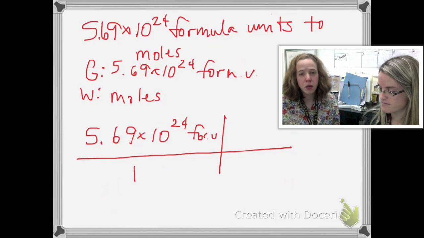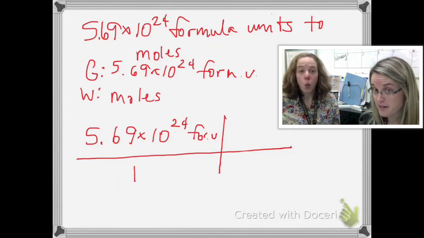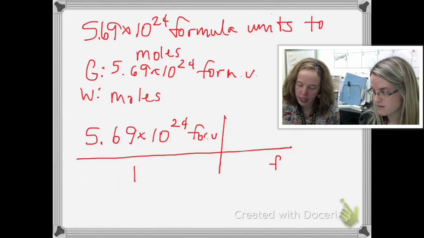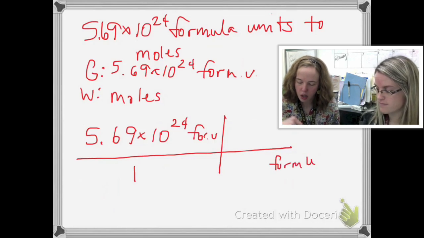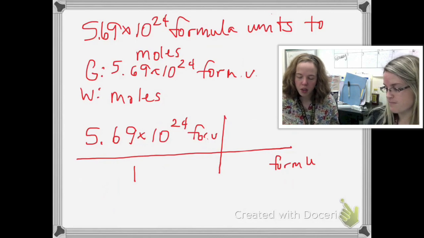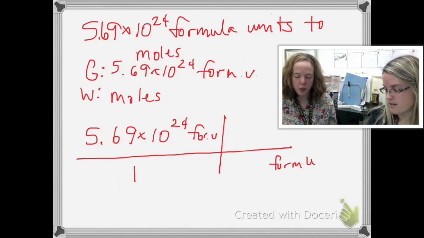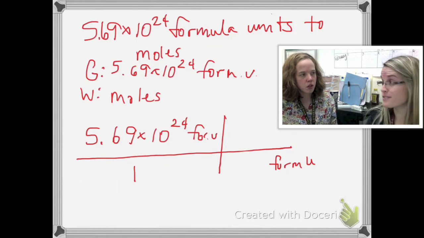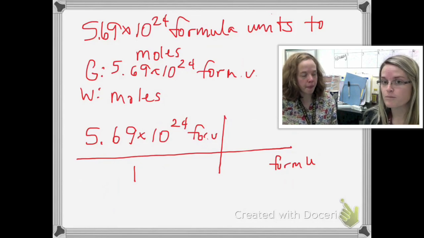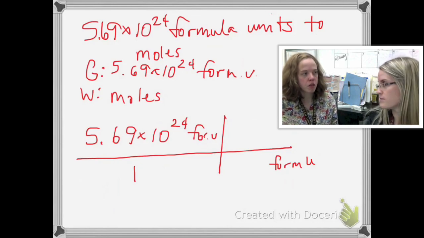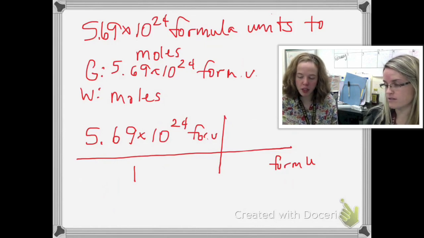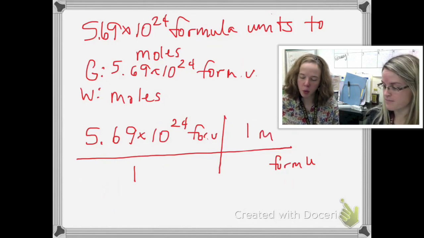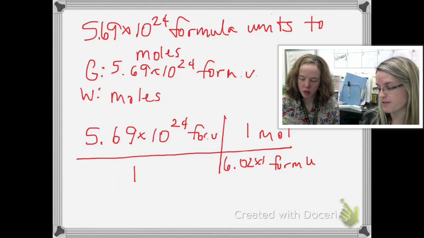So if we've got formula units up here, we need to put them down on the bottom. We also have to have them on the bottom because we're going to want them to cancel out. What do we know about formula units and something else? I know I can use a conversion factor there, and I can say that 1 mole is equal to 6.02 times 10 to the 23rd formula units. So if we've got formula units down here, I need to put 1 mole on top. And how many formula units is 1 mole? 6.02 times 10 to the 23rd.